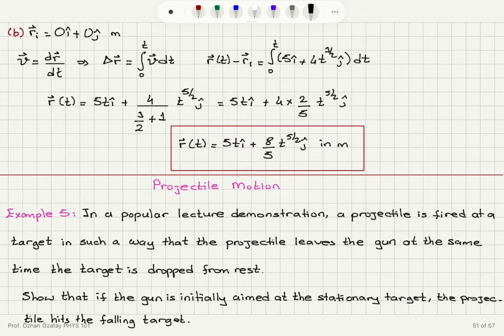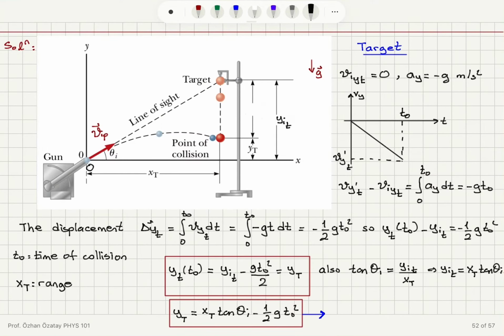Okay, so in this first demonstration of projectile motion, we looked at the situation when a projectile is fired at a target in such a way that the projectile leaves the gun at the same time the target is dropped from rest, and the gun is initially aimed at the stationary target. The projectile will hit the falling target. We have two objects moving, target and projectile, and they are both performing two-dimensional motion, so we have to analyze them separately and show that the final positions are the same.